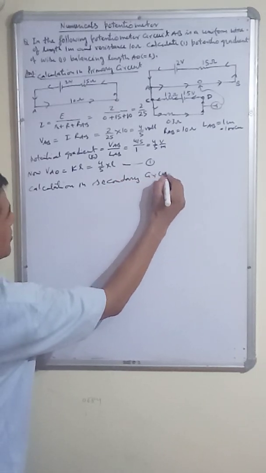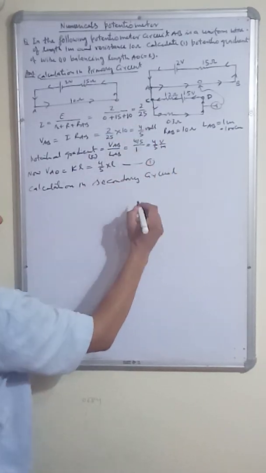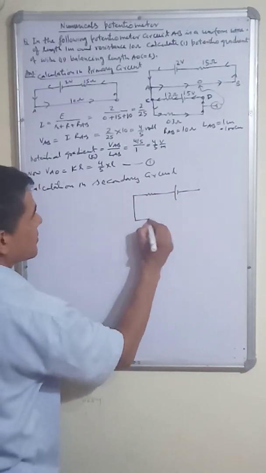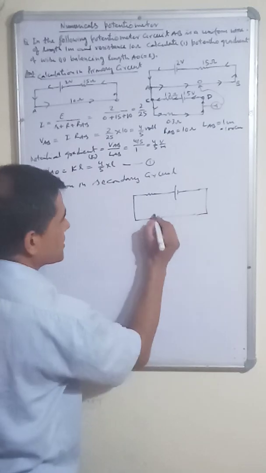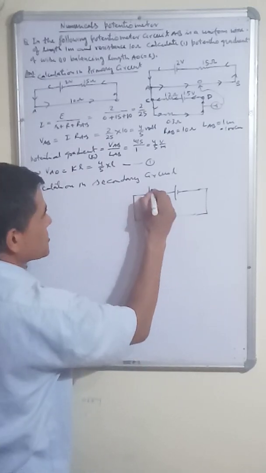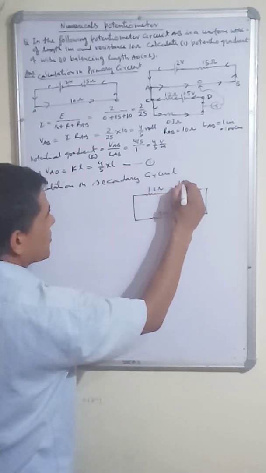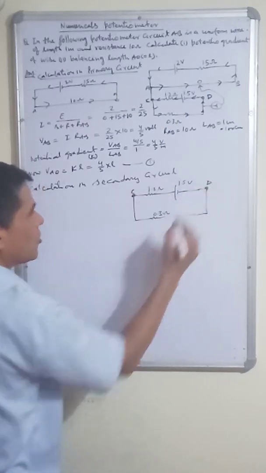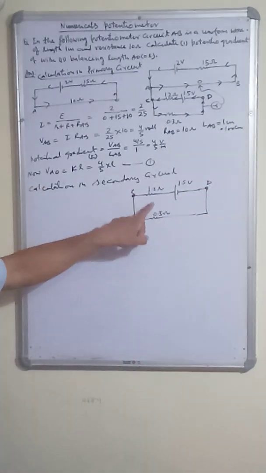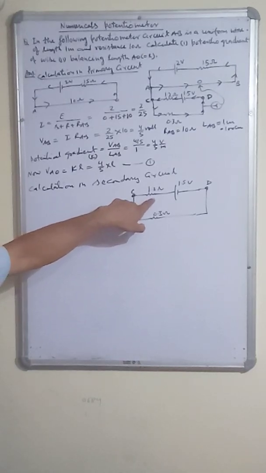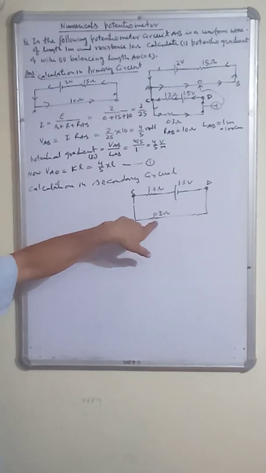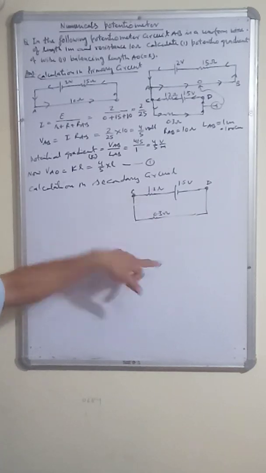Secondary circuit is this one. This is the secondary circuit. This is 0.3, this is 1.2 ohm, and this is 1.5 volt. These are the terminals of the cell. Although this resistance is greater than this one, I will treat it as an internal resistance because it is with the terminal of the cell CD. I will not treat it as an internal resistance, although it is smaller than this one.